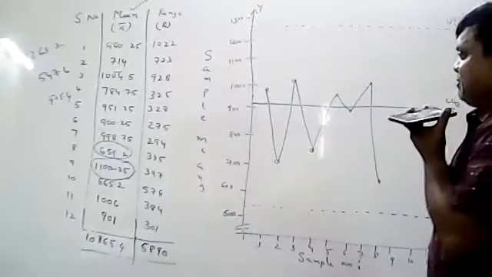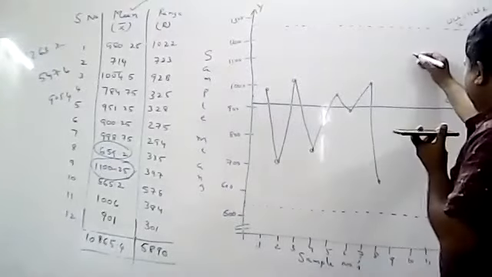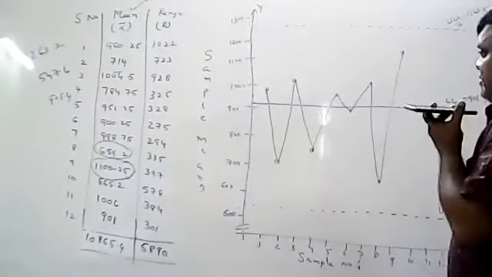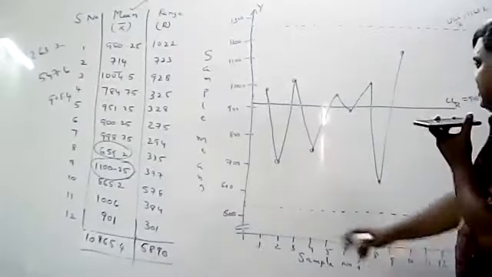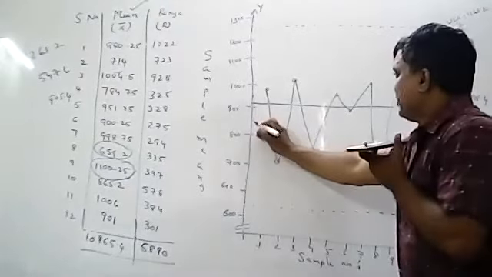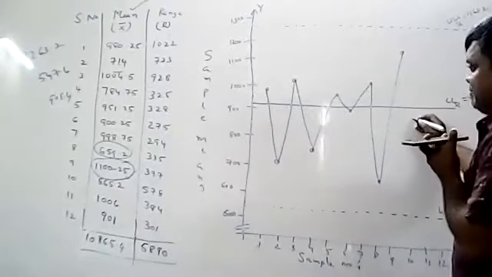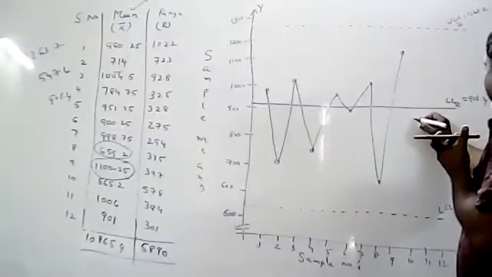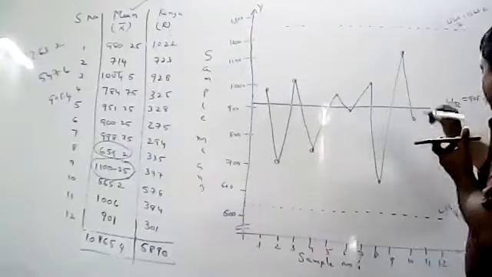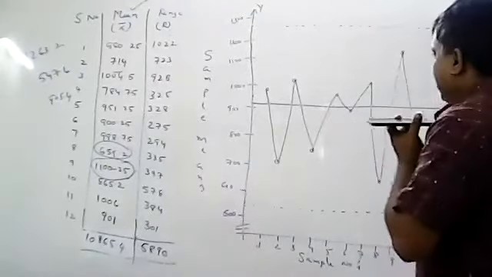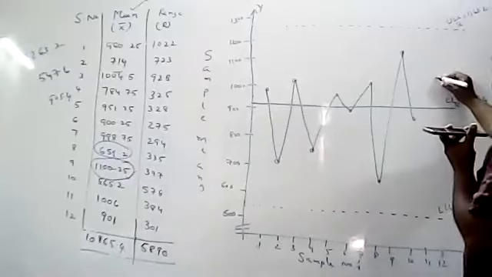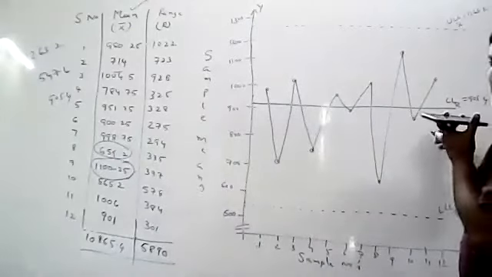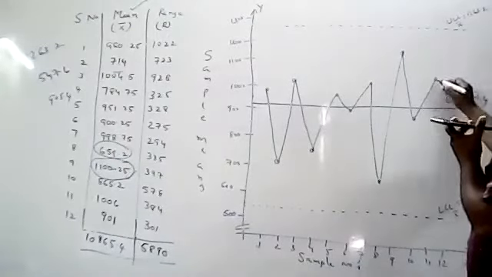Next, ninth sample is 1100.25. Roughly you can identify it and join these points. Then the 10th sample is 865. This is the 850 midpoint. Roughly you can identify 865 and join. Next, the 11th sample, 1006. Roughly you can identify 1006 and then join. Last value, the 12th sample, 901. You can identify 901 roughly and then join.